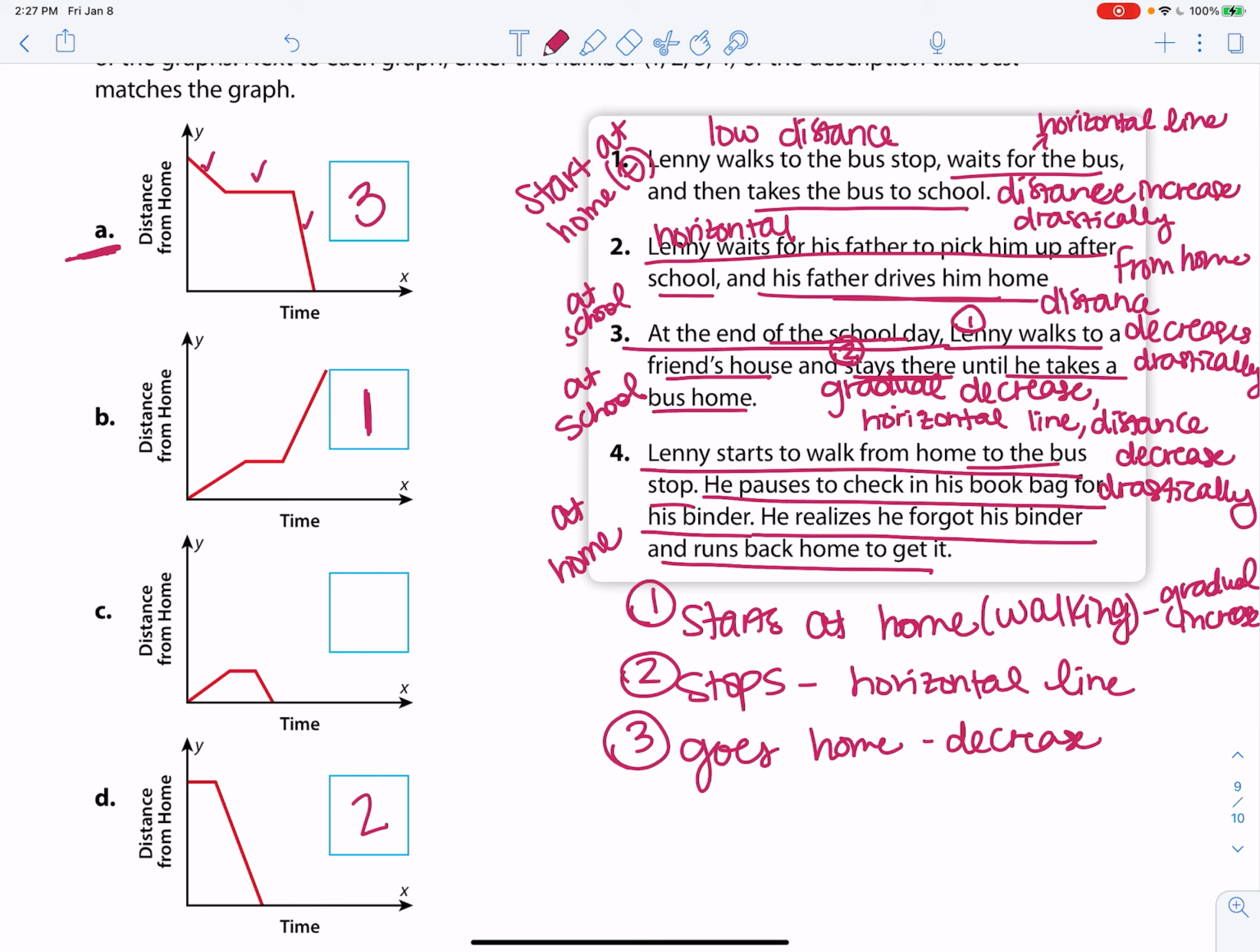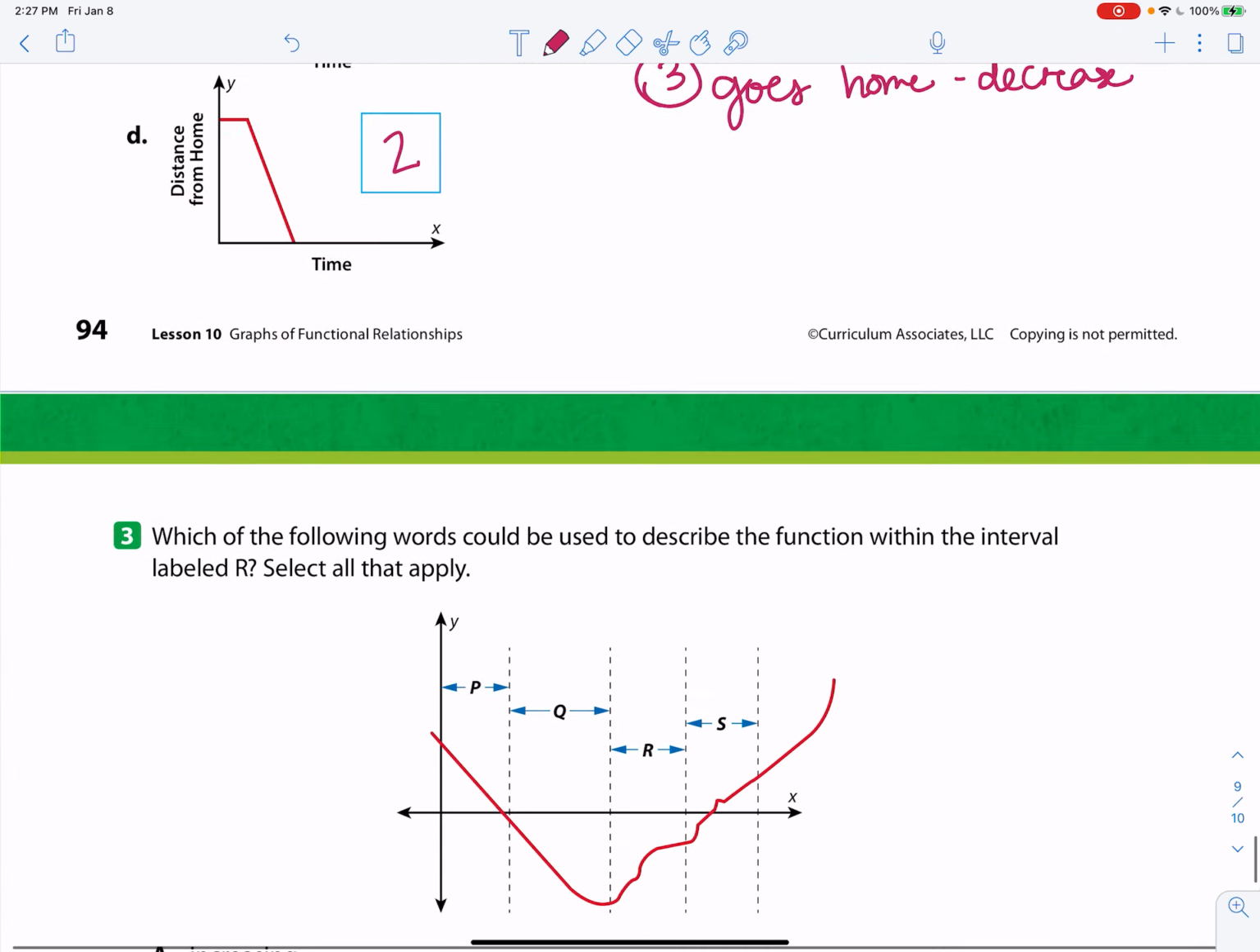So it goes down. All right, so he goes from home, so he's going away from home, so the distance from home increases, so he goes up. Then he stops, but time is still moving on, so that's a horizontal line. Finally, he goes back home, so the distance from home decreases, so that's going downwards, and that matches exactly to situation 4.